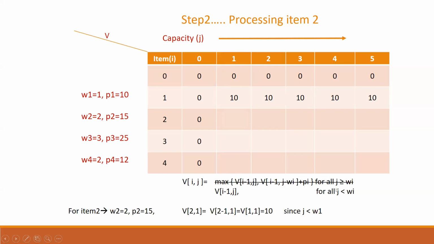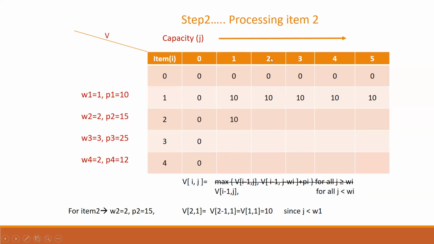So here 1 is less than 2. That is, this bag cannot hold the weight of item 2. So what are we doing? We are filling the same value from the previous row. This 10 is copied as it is. See here, we have I minus 1. I is 2, so I minus 1 is 1. So we are filling V of 1 comma 1.